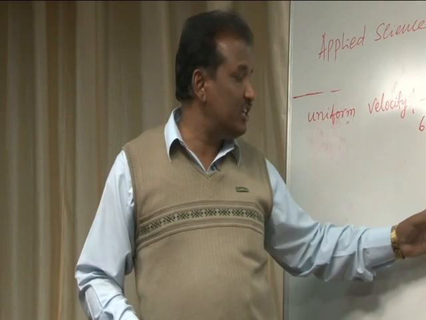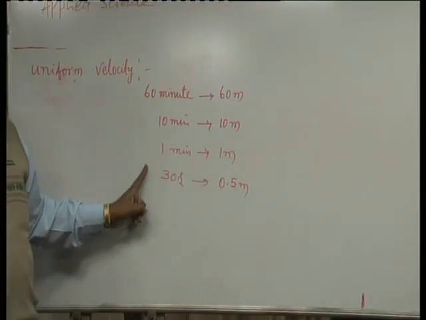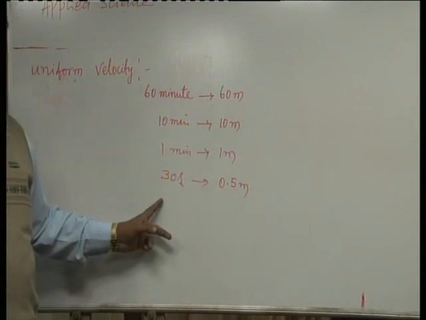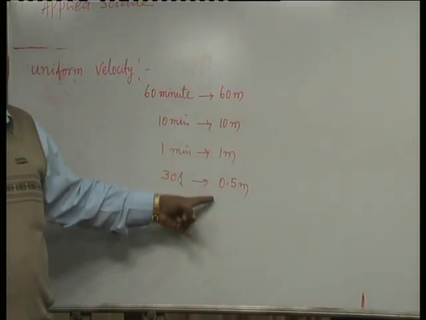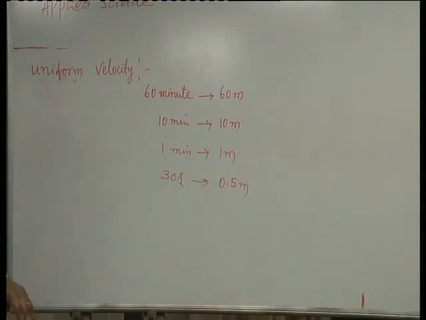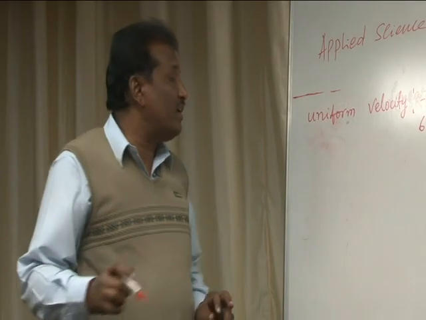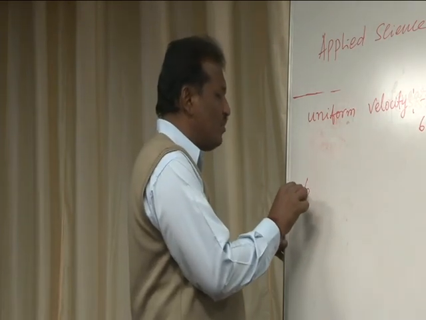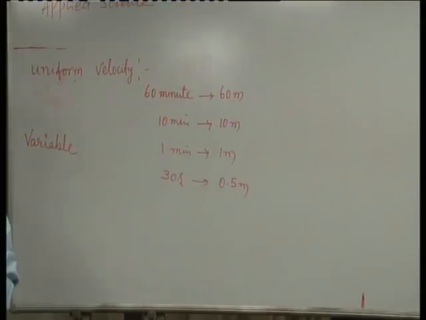So, for a fraction of a minute it is a fraction of a meter. For 1 meter it consumes 1 minute, for a half meter it consumes half a minute. So, a body is said to possess a uniform velocity if it covers equal displacements in equal intervals of time, however small the intervals may be. If not, the corresponding velocity of a moving body you can call a variable velocity.